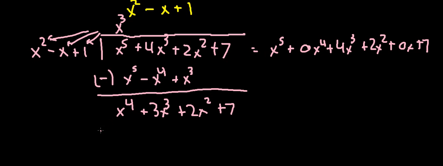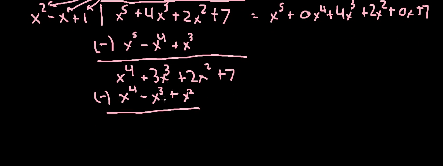Now I repeat the process again. What do I have to multiply my divisor by in order to equal x to the fourth? Well, I have x squared, so what I can do is multiply it by positive x squared as well. X squared times x squared is x to the fourth. So now I multiply x squared by everything in my divisor. So I get x to the fourth. I go to the next term, minus x cubed. I go to the next term, plus x squared. And then I subtract out again.